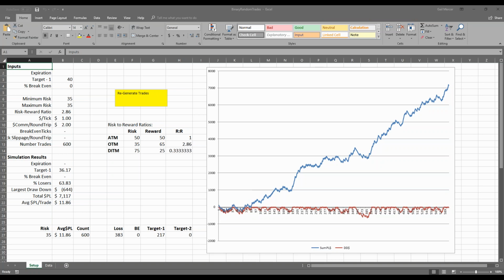Okay, what about if we decide we're going to use a slightly out of the money? So instead of risking 50, we're going to do 45, and we're going to try to get 55, which comes out to a 1.2 risk to reward ratio. Okay, so we're going to change these numbers.